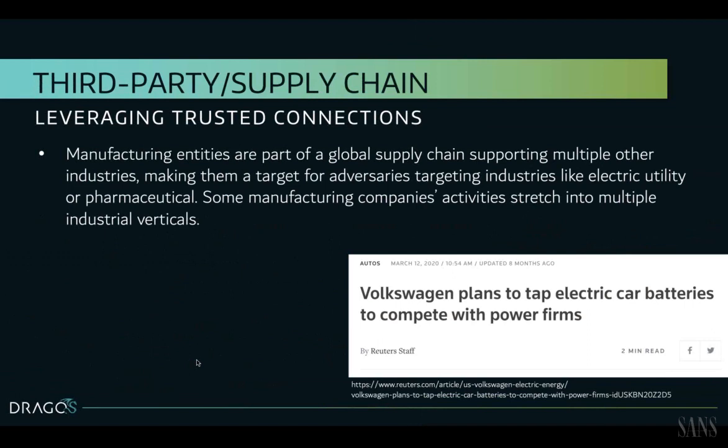What's interesting to me too is just how reliant the world is on manufacturing to support a global supply chain, regardless of the industry. And it's very interesting to see the potential impacts or consequences of manufacturing attacks, having ripple effects, right? Like pushing a domino and the rest falling.